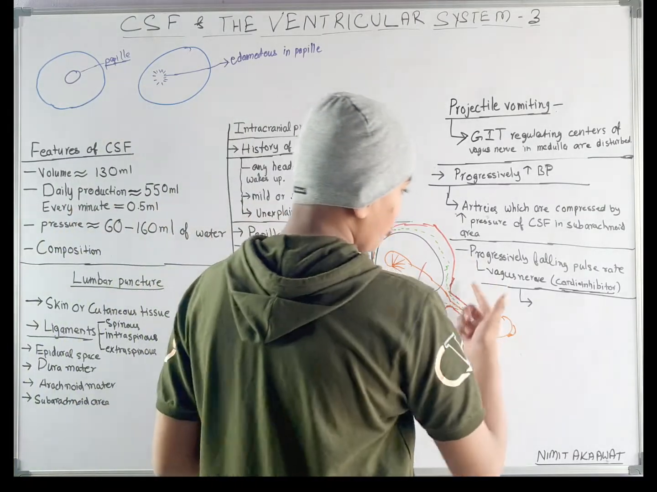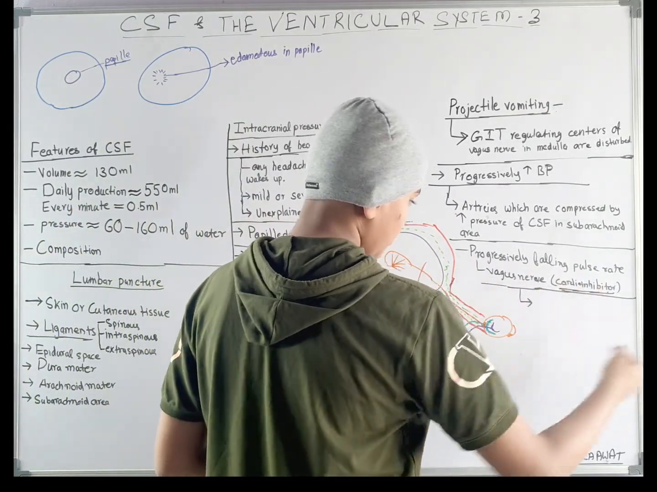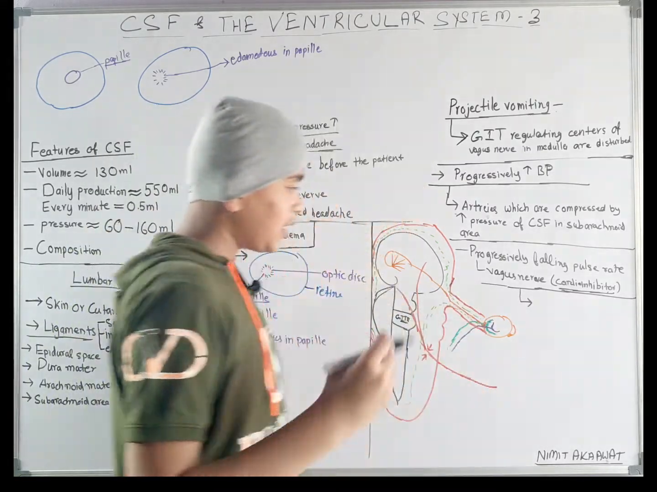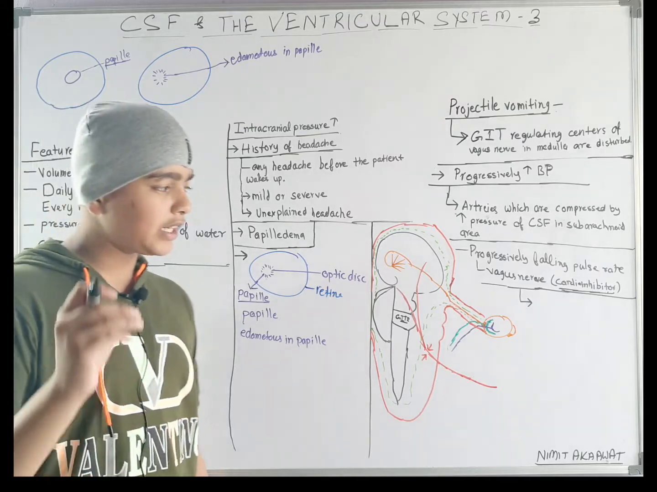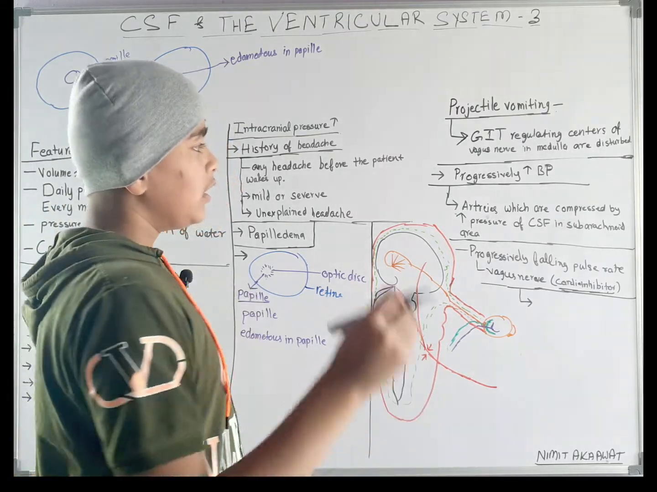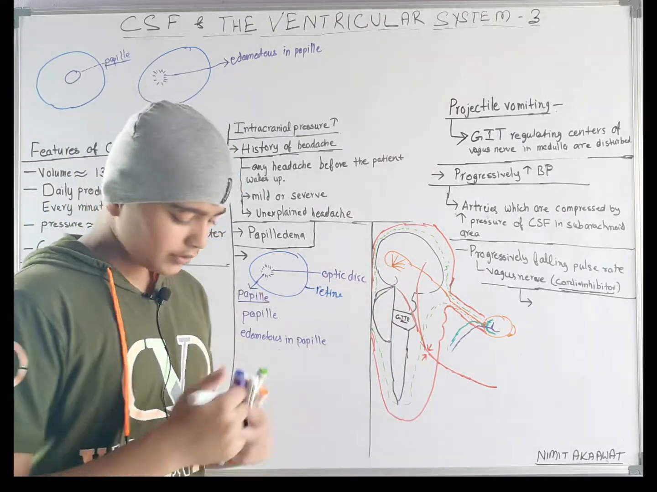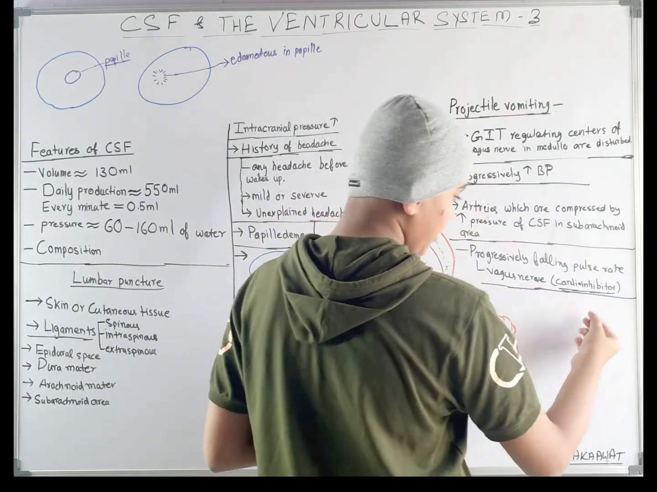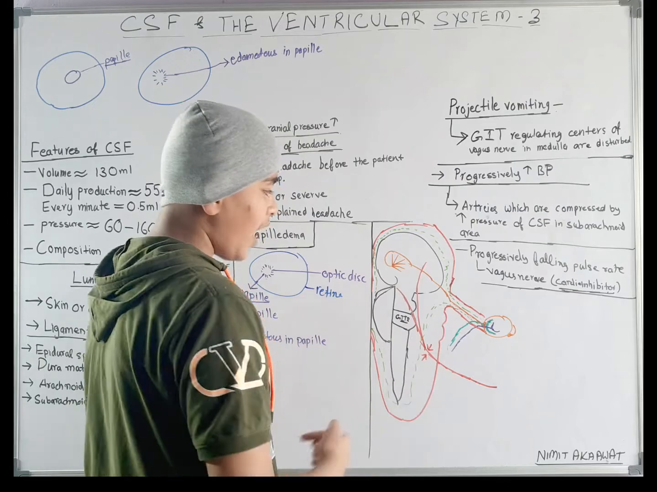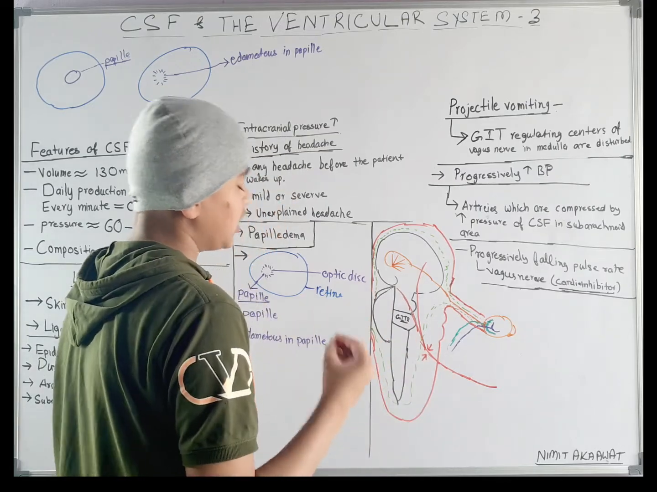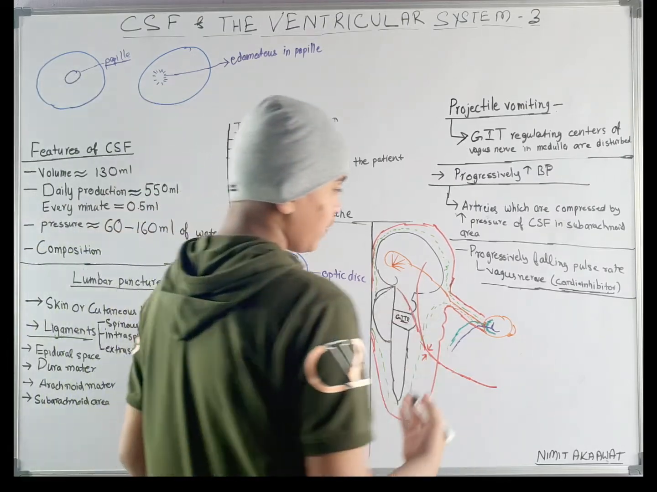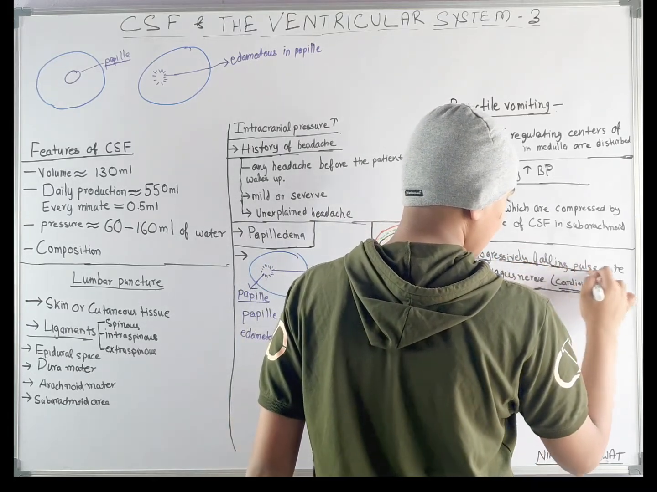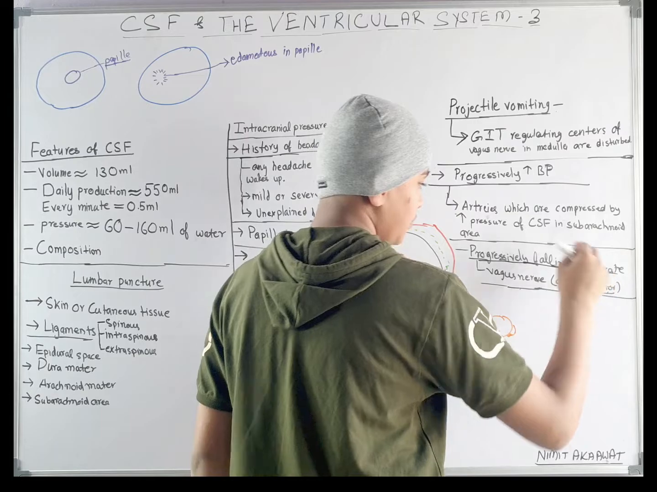Then progressively falling pulse rate. Because the vagus nerve is a cardio inhibitor, that means it inhibits or decreases the cardiac and the arterial activity. This cardio inhibiting branch of the vagus nerve fires because of raised intracranial pressure, and that is why it inhibits the cardiac activity, and there is a progressive fall in pulse rate.